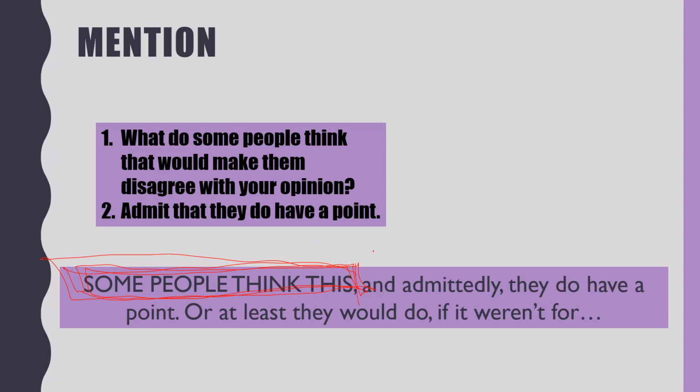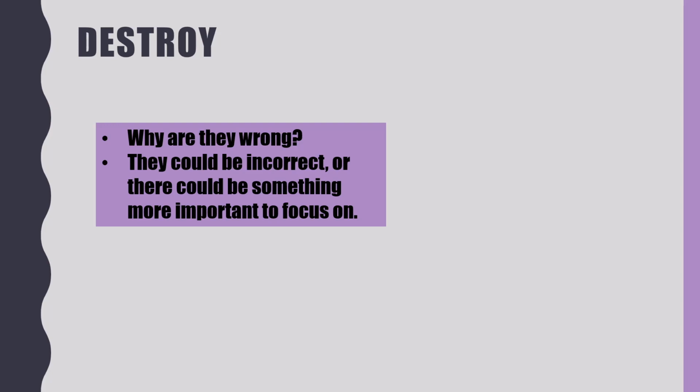Okay, so you say some people disagree with you and say what they think and admit that they do have a point. Then you put this little sentence here, which you can copy word for word if you want, or at least they would do if it weren't for. Then you go into the destroy. Why are they wrong? What is it that they've got wrong? There's two ways of destroying their argument, really. You can either say they're literally wrong, they don't know what they're talking about, they haven't looked into this enough, and you know more than them, or you can say there's something more important to focus on.